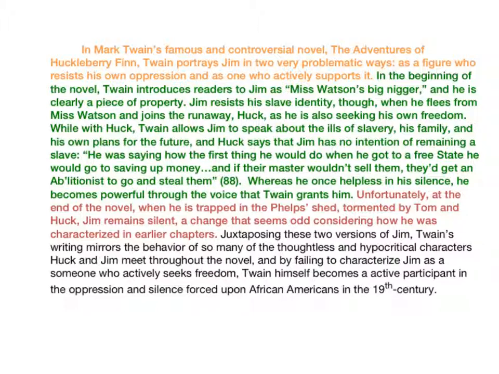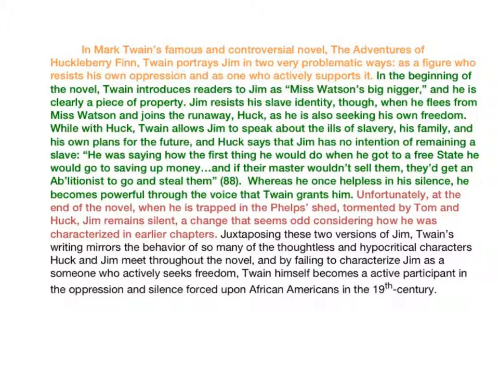Now, in step 2, I provide details about Jim as a slave. Now, this ties directly to my frame. Remember, in my frame, I say he is a figure who resists his own oppression and who actively supports it. Step 2, the green text, is all about how Jim resists his own oppression, how he tries to stop being a slave.